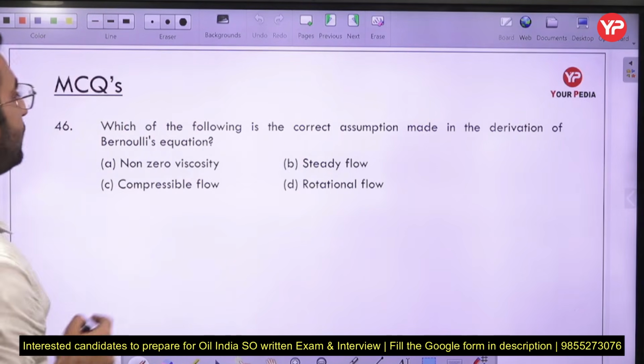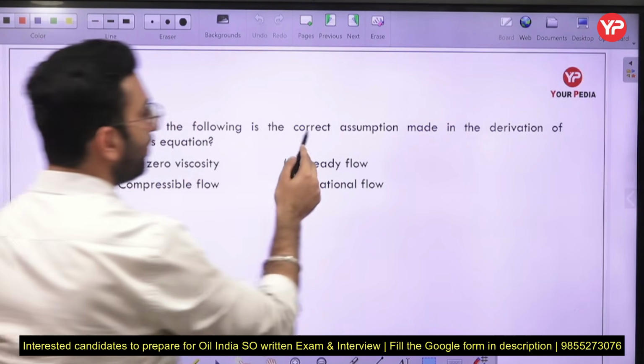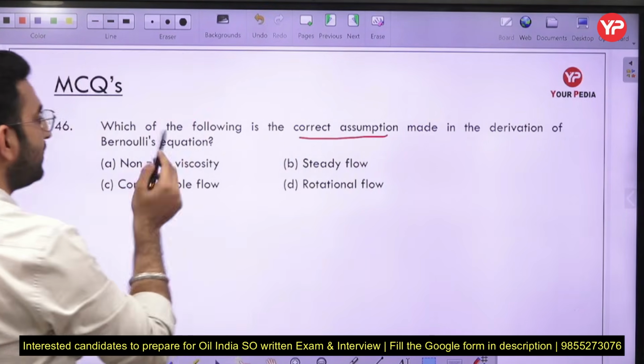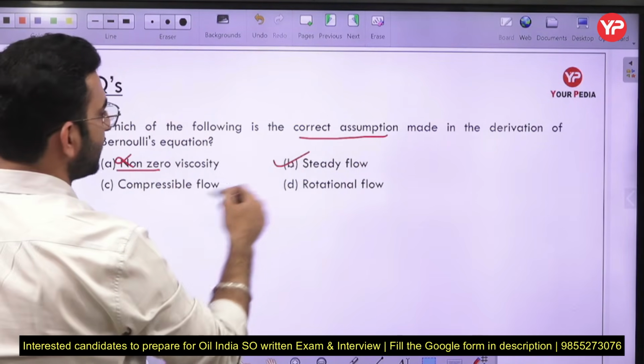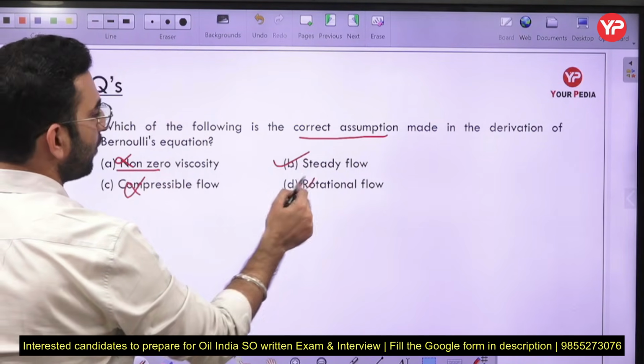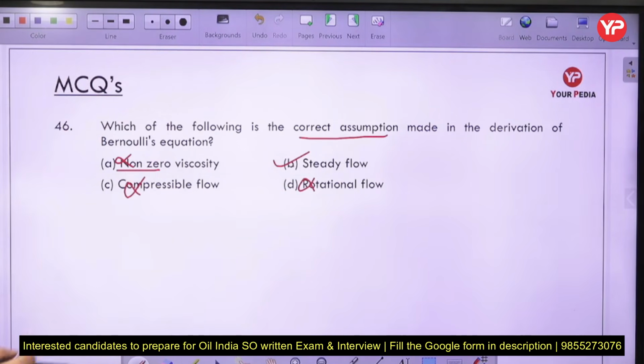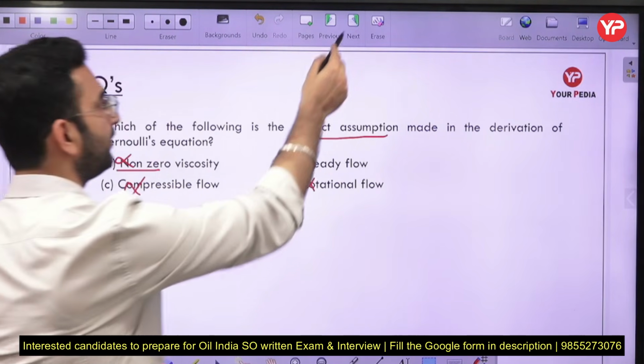Next, which of the following is the correct assumption made in the derivation of Bernoulli's equation? Non-zero viscosity, that is a wrong one here. Steady flow, that is a correct one. Compressible flow, rotational flow. Option number B is the correct one here.